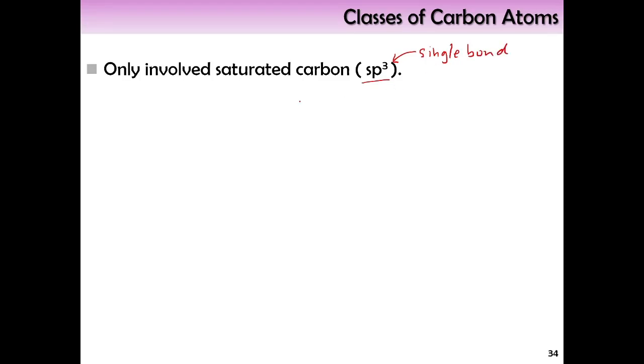Okay, classes of carbon atoms only involved in saturated carbon. Saturated carbon is sp3. What does it mean, sp3? It means that this one is for single bond carbon atom only. Double bond, triple bond, we didn't class the carbon atom.